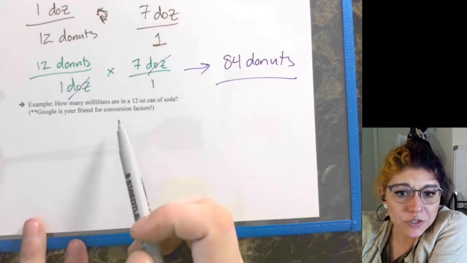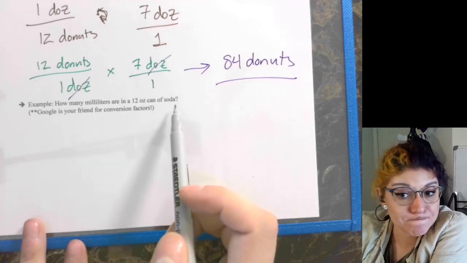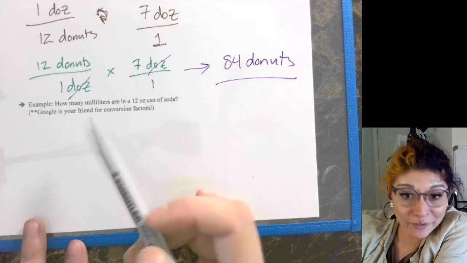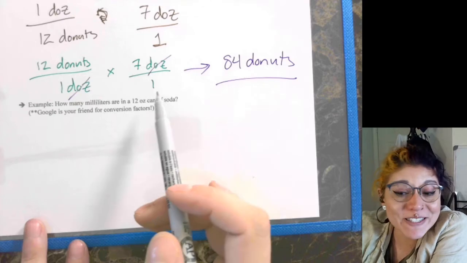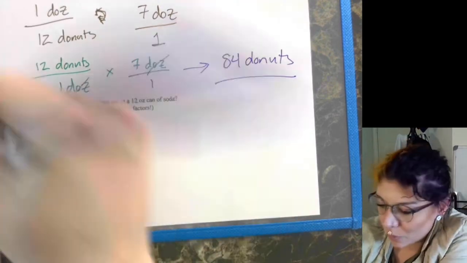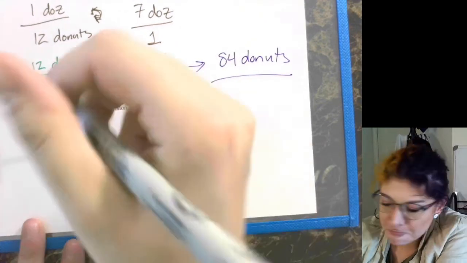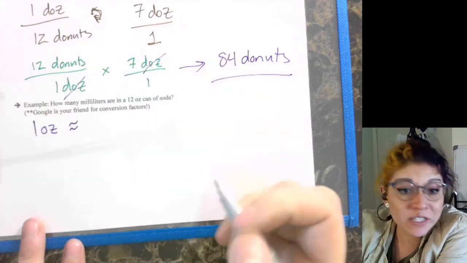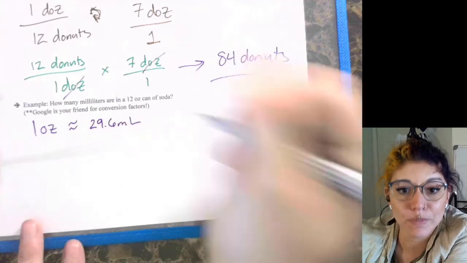How many milliliters are in a 12-ounce can of soda? And if you don't automatically know how many milliliters are in an ounce, Google. Google is your friend here, okay? So when I Googled that, I found that 1 ounce was approximately equal to 29.6 milliliters.